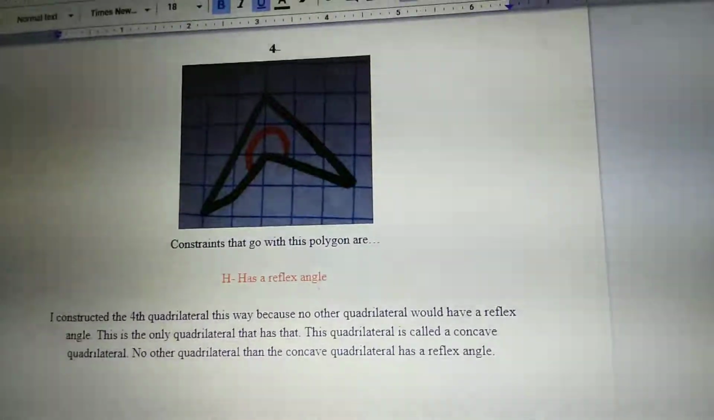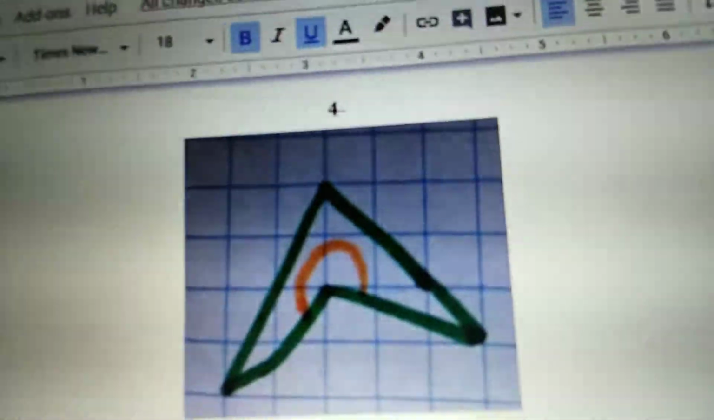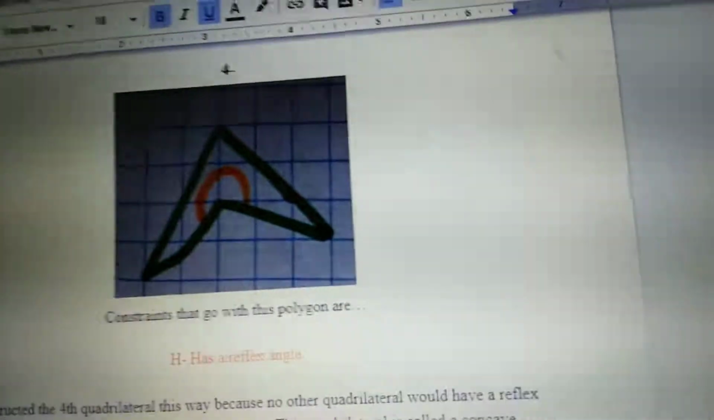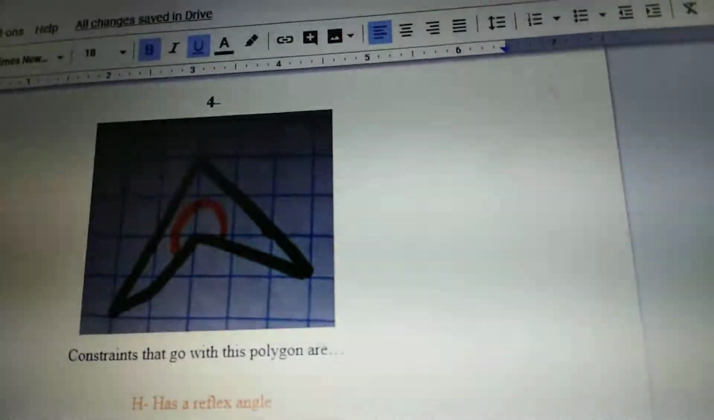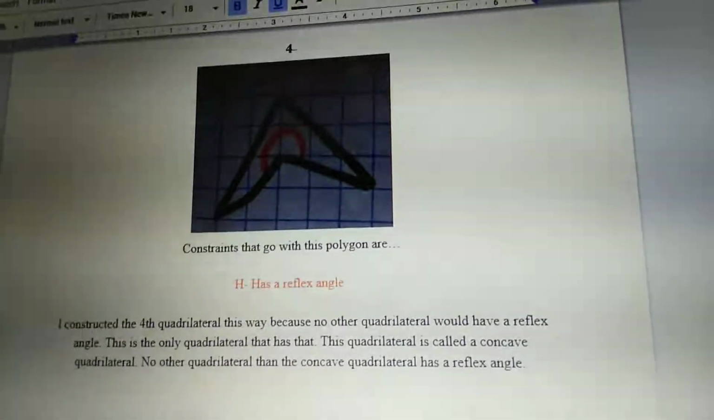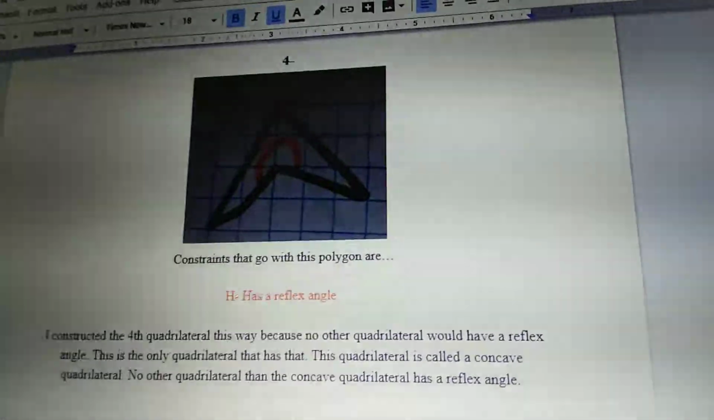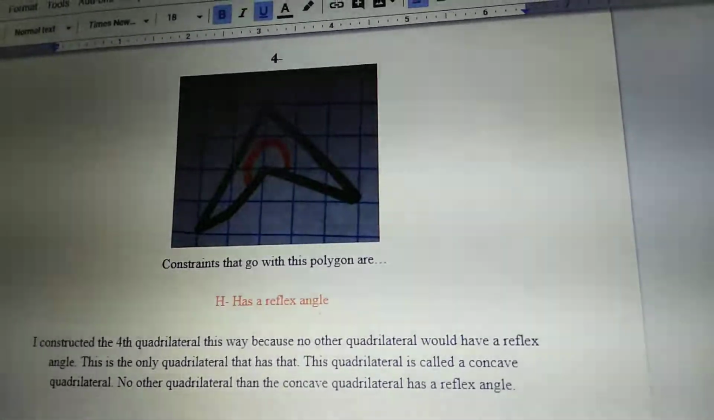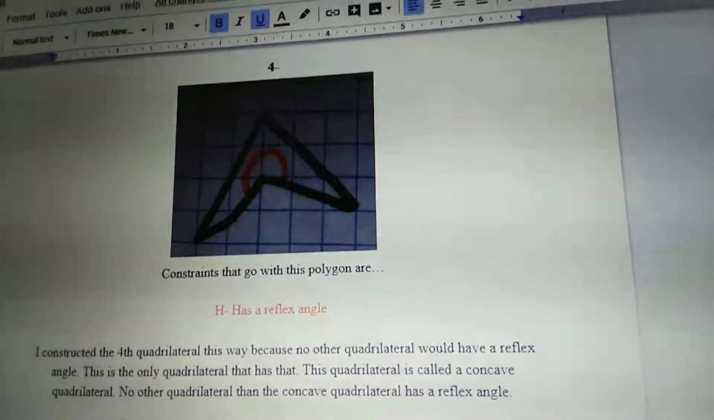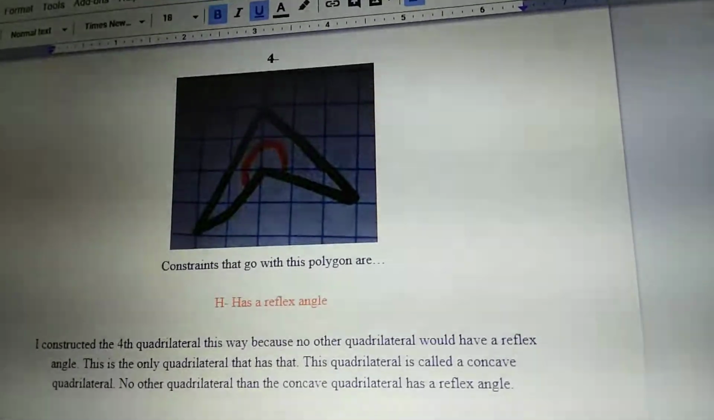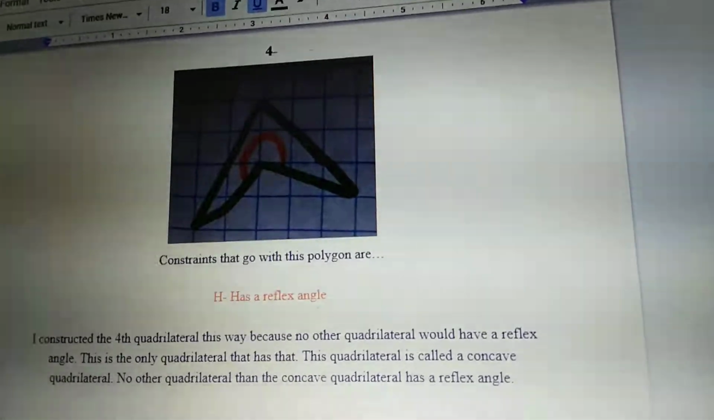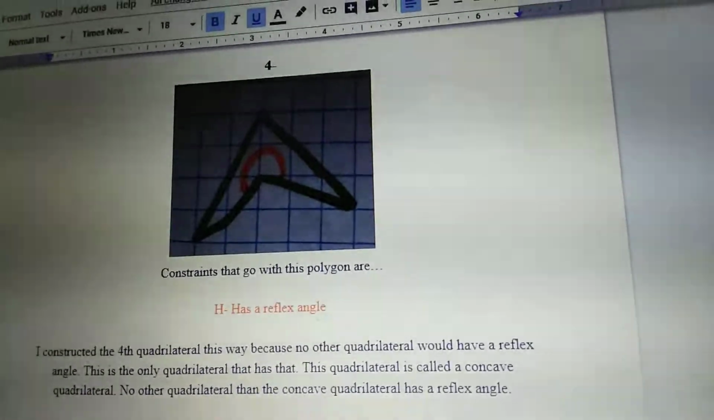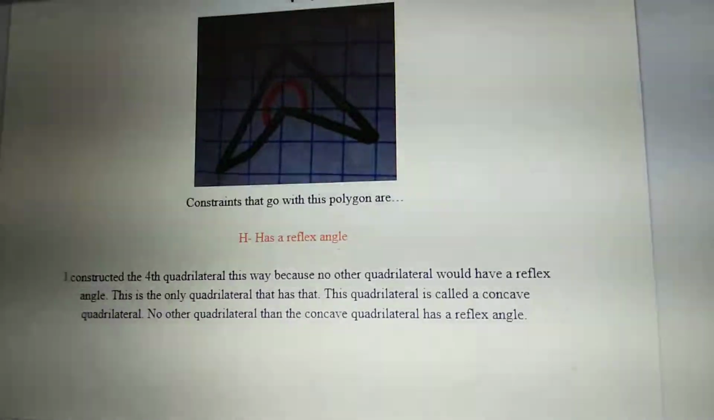Finally, the fourth quadrilateral. I drew this as a concave polygon, as you see here, and the constraint that goes with this polygon is that it has a reflex angle. I chose to construct the fourth quadrilateral this way because no other quadrilateral would have a reflex angle, and the only quadrilateral that has it is a concave quadrilateral.